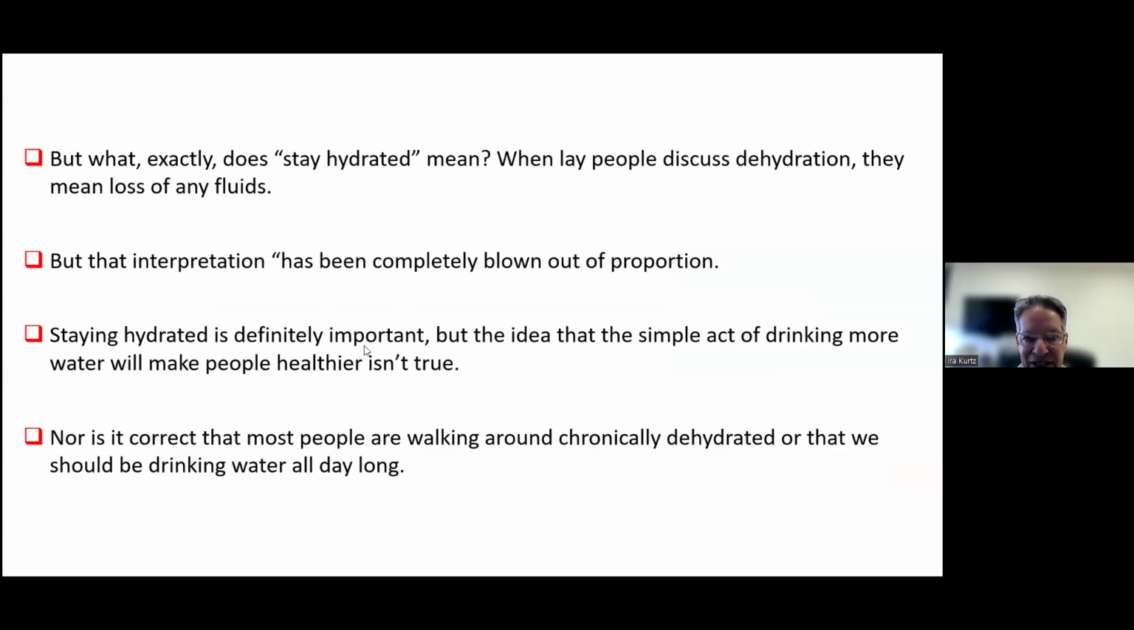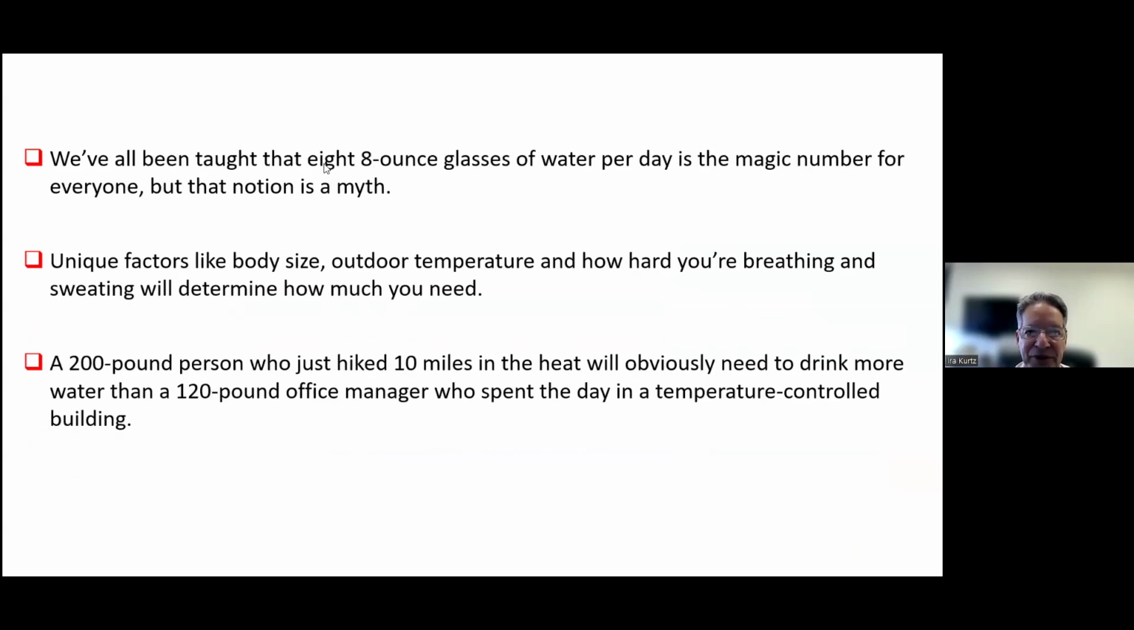Staying hydrated is definitely important, but the idea that the simple act of drinking more water will make you healthier is just absolutely not true. Nor is it correct that most people are walking around dehydrated chronically, or that we should be drinking all day long. We've all been taught that 8-ounce glasses of water per day is the magic number for everyone, but that's a myth.